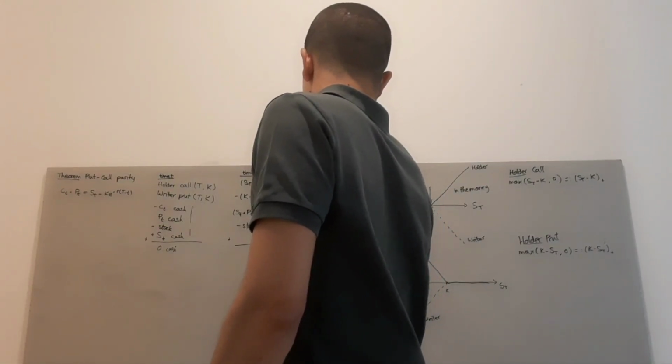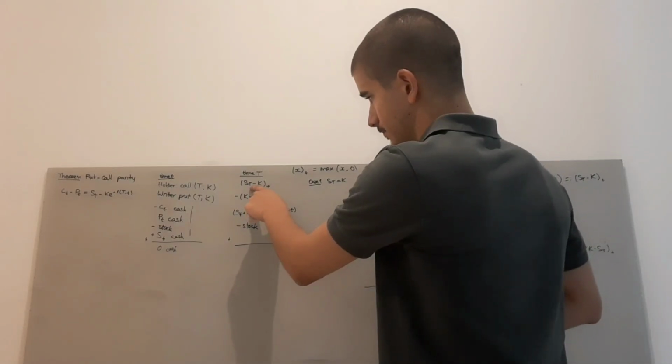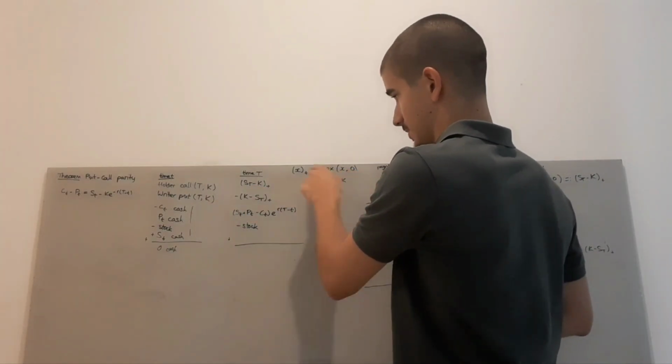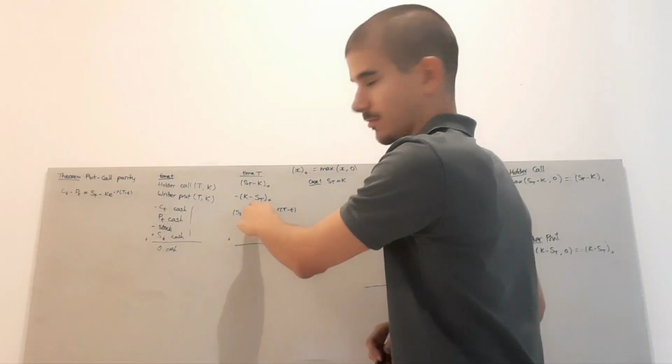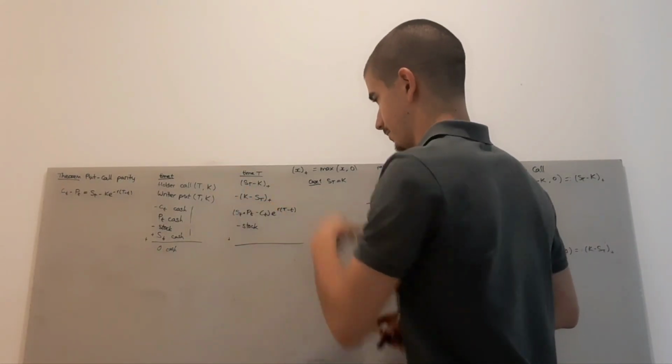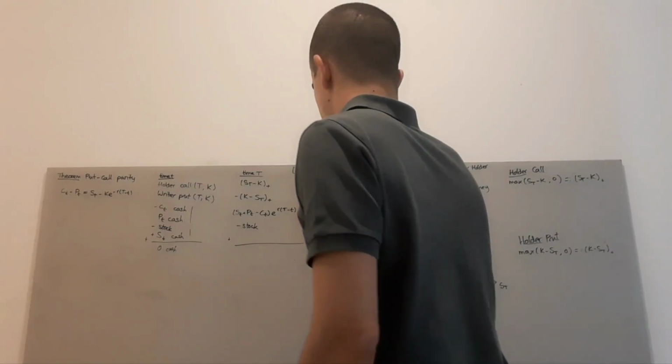ST equals K. This thing inside is going to be 0, so it's going to be 0. This whole thing is going to be the max of 0 and 0, so 0. And this thing inside is also going to be 0 with a minus sign, so it's again going to be 0. So these two add up to 0 in the first case.